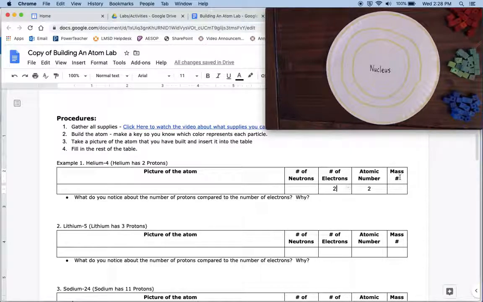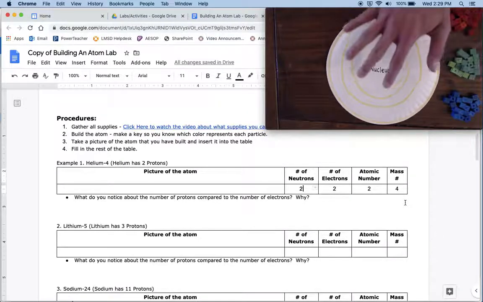Okay, so the next ones are mass number and number of neutrons. Those come from here, the number right after the element. So it says helium-4, right? That 4 tells me the mass number. Now remember, the mass number is what's inside the nucleus, and I know that what's inside the nucleus is protons and neutrons. So since I have 4 protons and neutrons in total, and I know I have 2 protons, I know I must have 2 neutrons because 2 plus 2 equals 4. Okay? So that's how I got that.